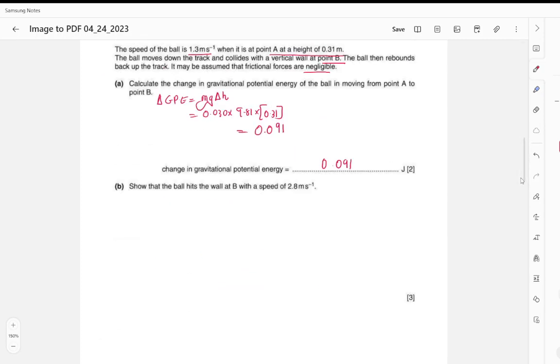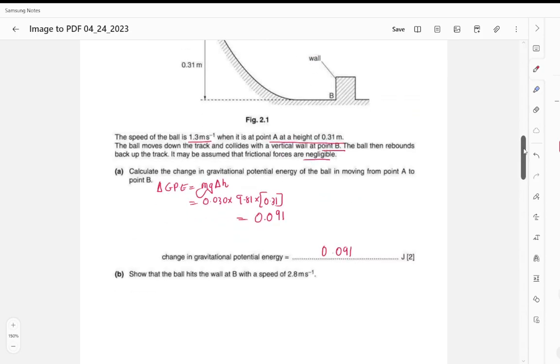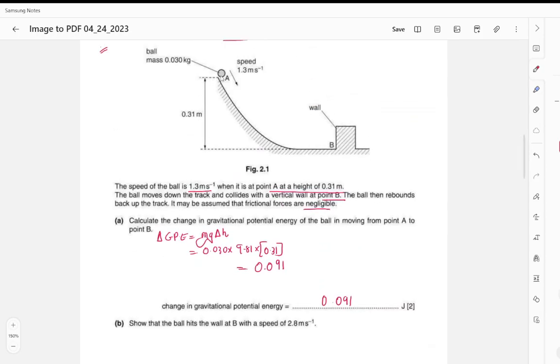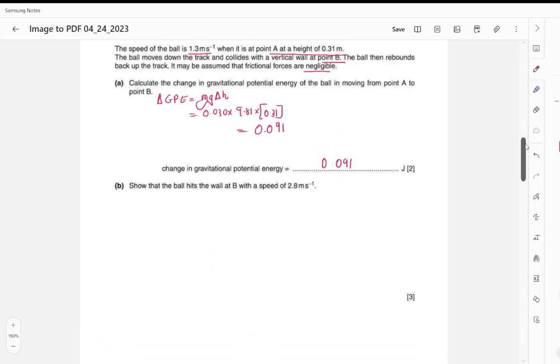Show that the ball hits the wall with a speed of this. Initially we had kinetic energy, and there is also going to be some potential energy as well as kinetic energy, so we can convert. Since the frictional forces are negligible, that means at the end all these energies would convert to kinetic energy.